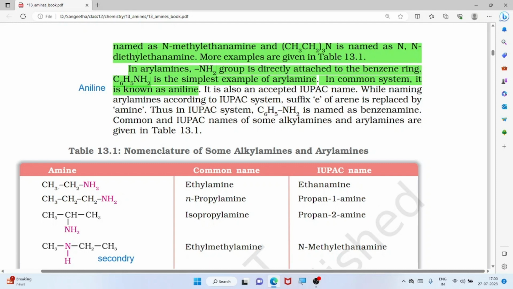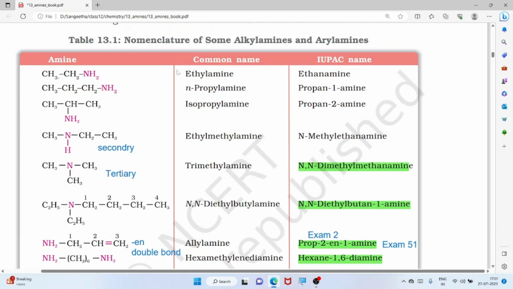In aryl amines, the NH2 group is directly attached to the benzene ring. This compound is aniline, the simplest example of an aryl amine. In the common system, it is known as aniline. So here are the various compounds with their common names and IUPAC names.